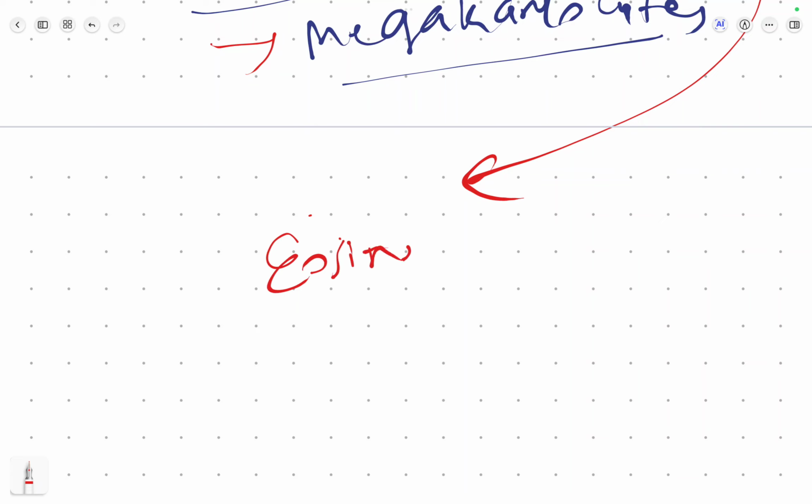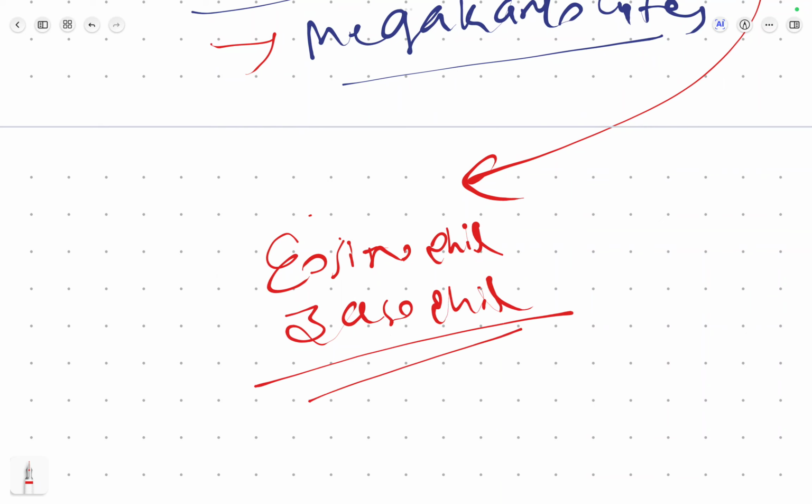So these two just start forming in a rapid, fast way, and in granulocytes, especially eosinophil and basophil, these two start to form at a very high rate.